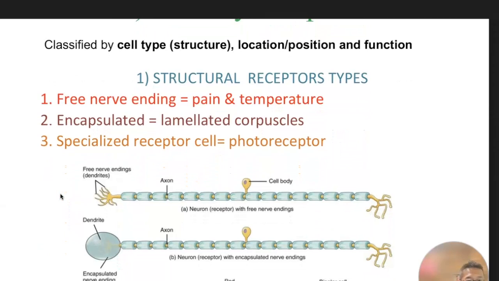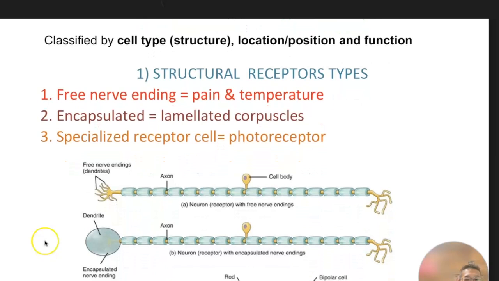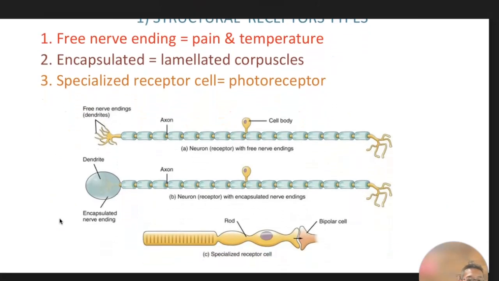Sensory receptors are classified by the cell type, different types of cells, location, and function. Structural receptor types: there's free nerve ending. Free nerve endings are always associated with pain and temperature. Encapsulated, we're talking about whether it is laminated, a corpuscle. And special receptors like photoreceptors, like in your eye. And we're going to look a little bit more into every one of them.